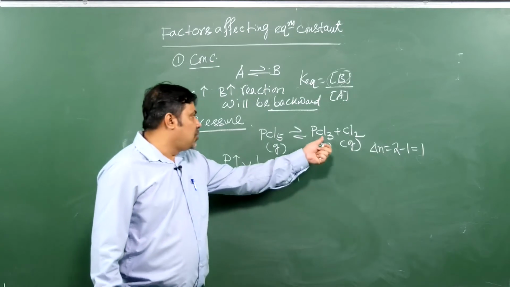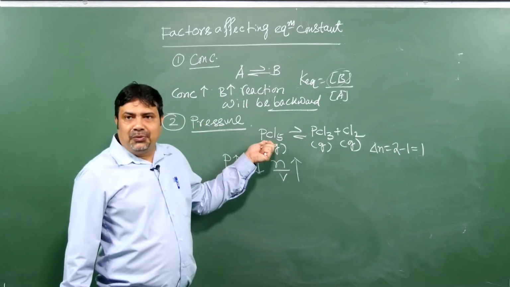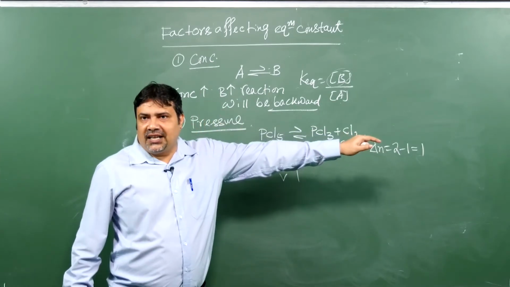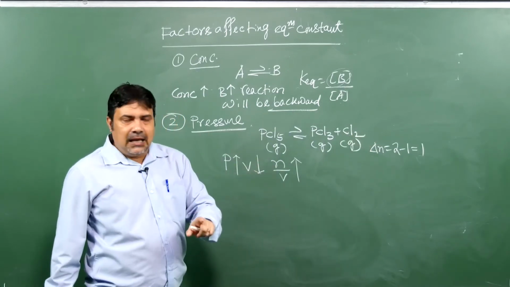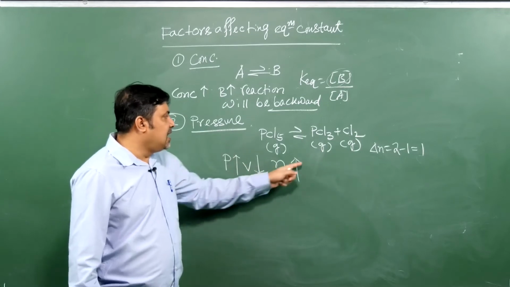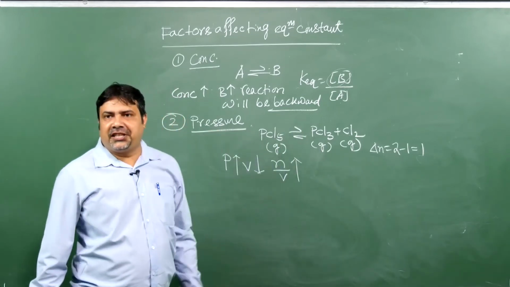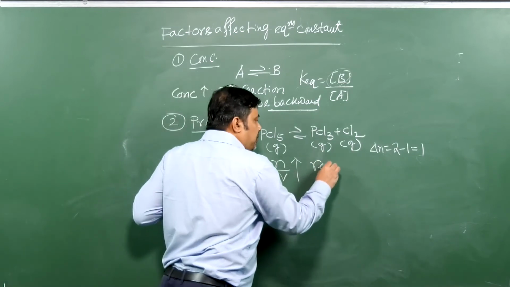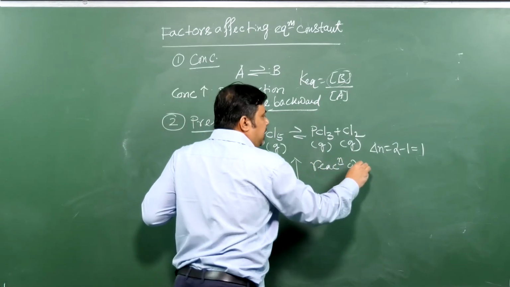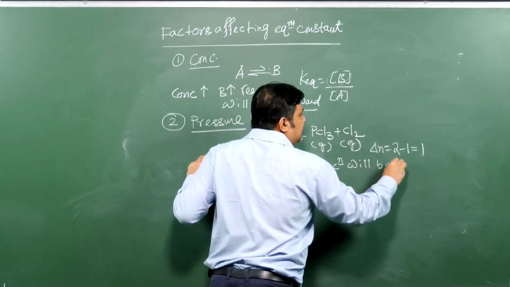If the reaction goes in the backward direction, the number of moles will be 1. If the reaction goes in the forward direction, the number of moles will be 2. So the reaction will proceed in that direction, because the increment of pressure ultimately increases the number of moles. That is why the reaction will proceed in the backward direction.